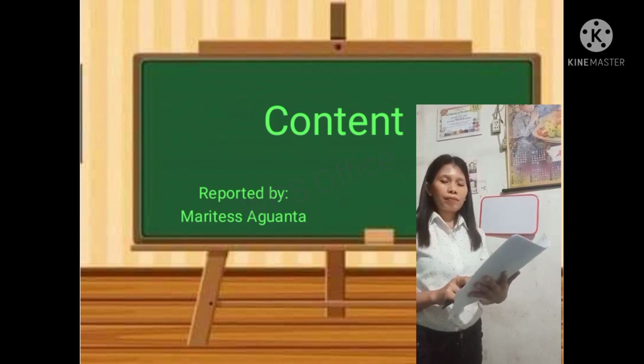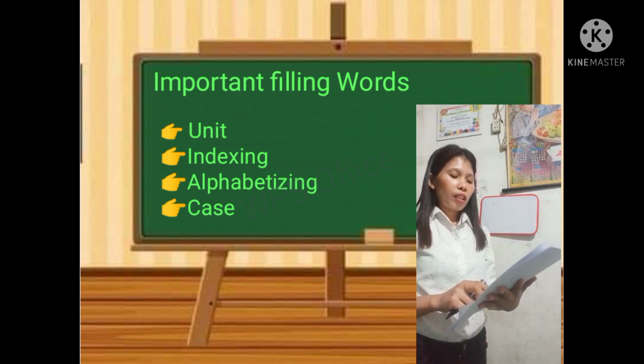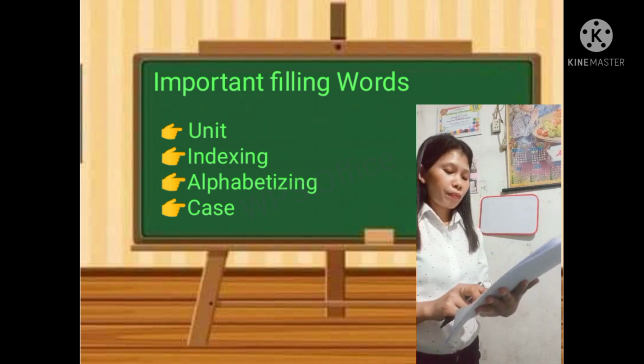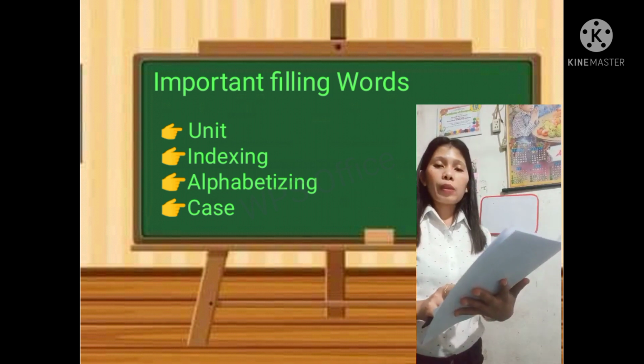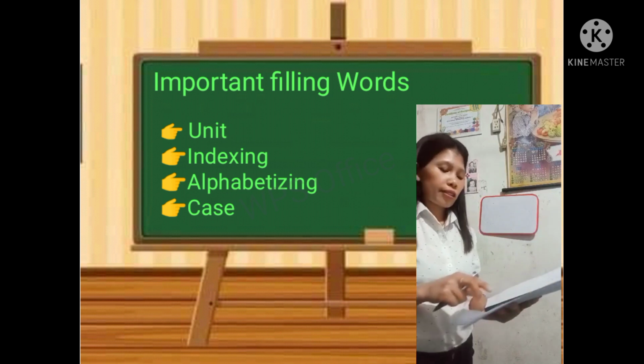We have the content: important filing words. Number 1 is unit. Each part of a name is a unit. The name Amparo Eugenio Santos has 3 units.